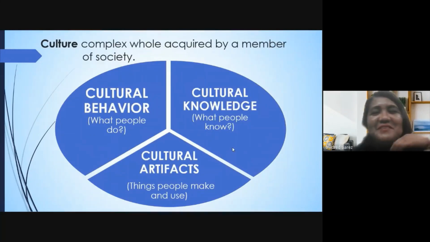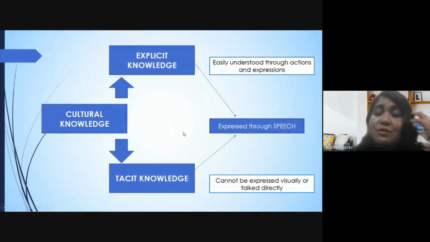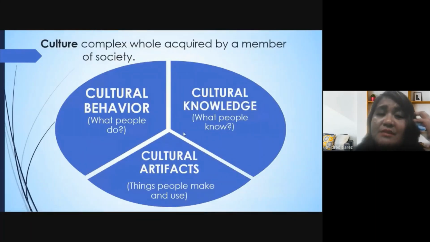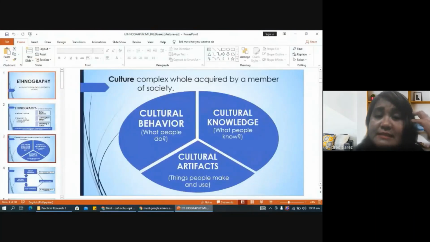I can't control it. Culture is a complex whole, right? Acquired by members of society. You have the cultural behavior, what the people do in their certain locality, then their cultural knowledge, what they know, and then the cultural artifacts, the things that they use.